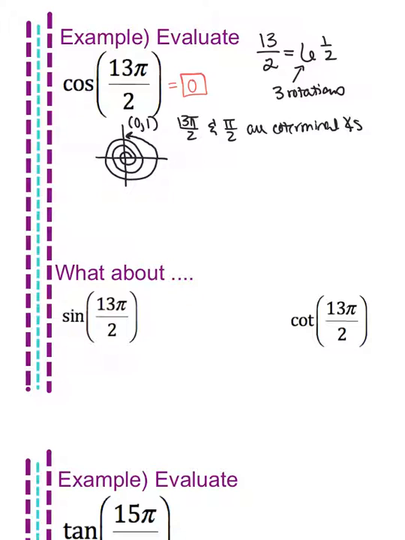The next question down here says, what about sine of 13 pi over 2? Well, sine is going to be the y value, so that's just 1. Cotangent is equal to cosine over sine, or 0 over 1, which would simplify to be 0. So I could do all 6 at 13 pi over 2 once I know where it lies and what that terminal point is.